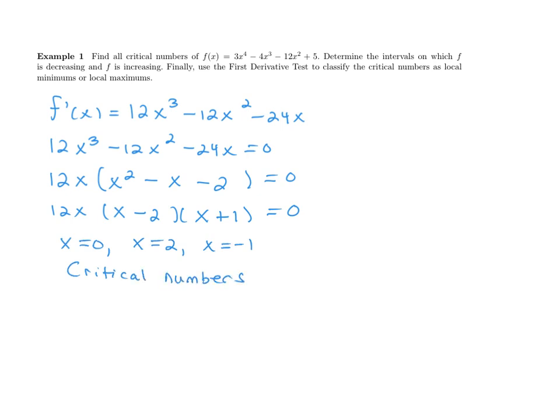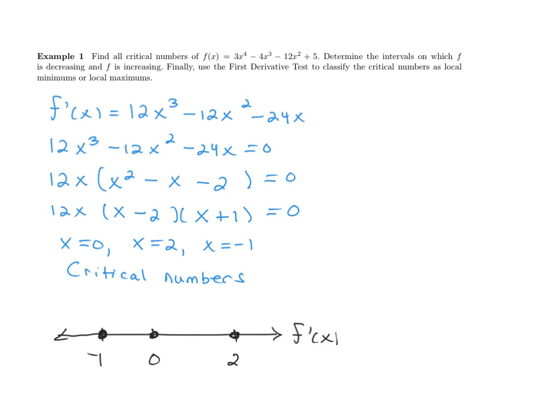What I'm next going to do is determine if these are mins or maxes. The way I like to do this is to draw a number line and graph where the derivative is 0. And I have 3 numbers where the derivative is 0, in order: negative 1, 0, then 2. Let's mark those down here. Negative 1, 0, and 2. This is where the derivative actually equals 0.